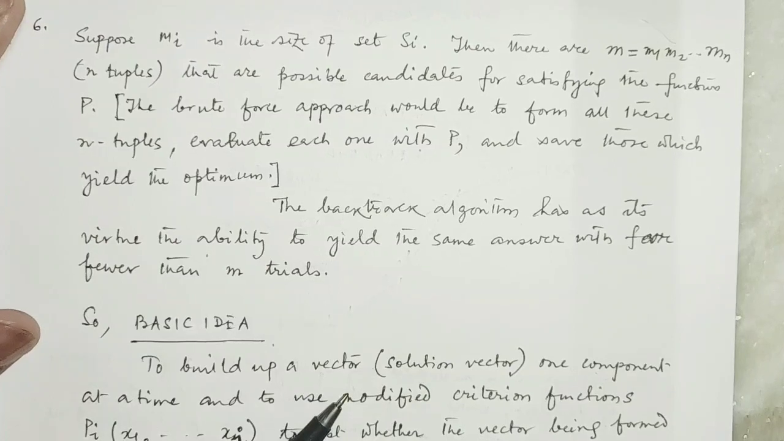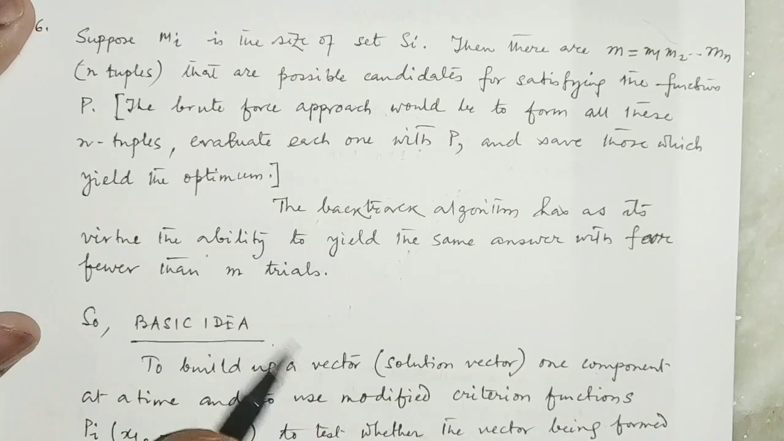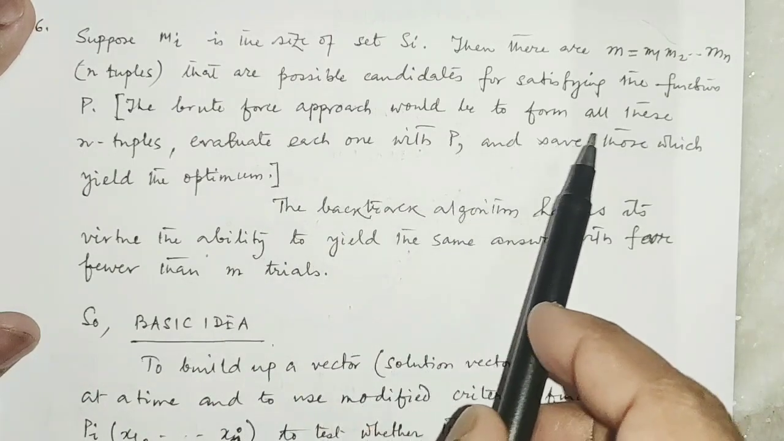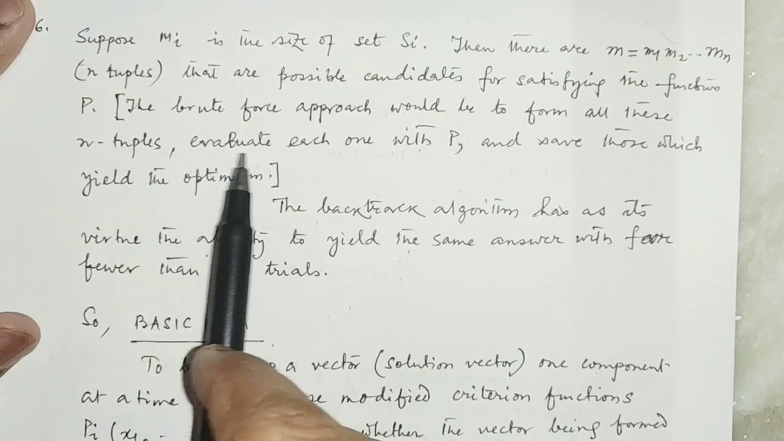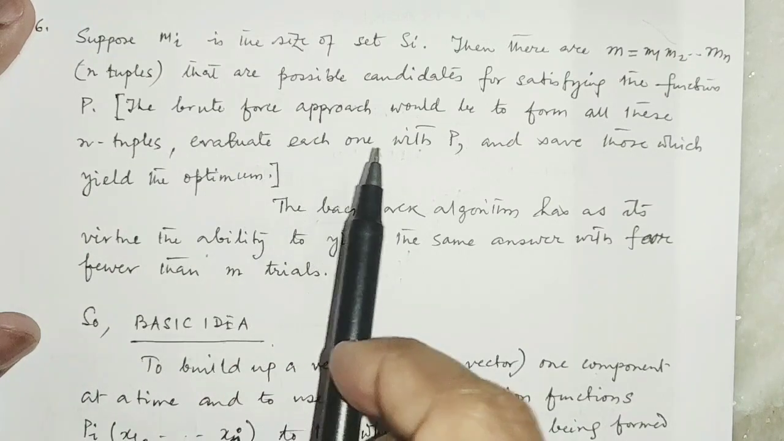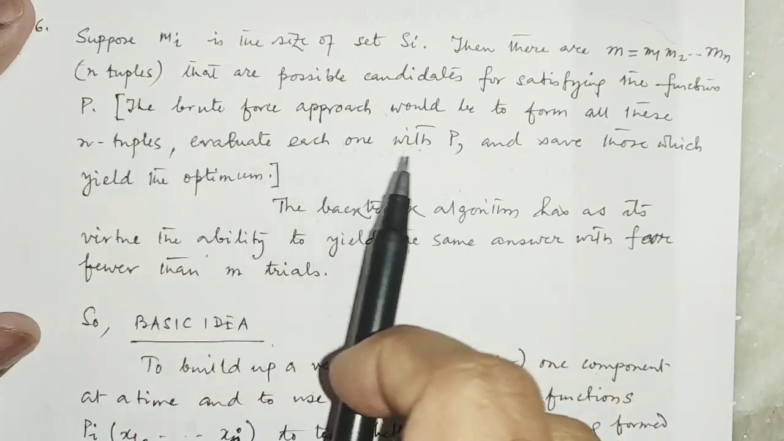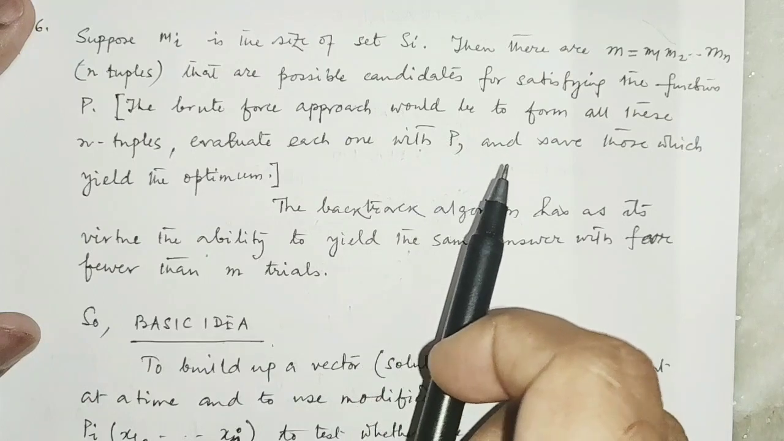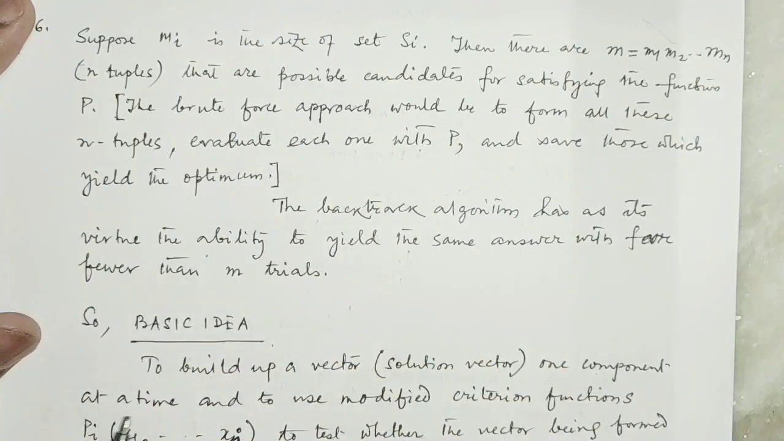In a naive or brute force approach, we generate all the possible solutions and check them. That means the brute force approach would be to form all these n tuples, evaluate each one with P, that means the criteria, and save those which yield the optimum.